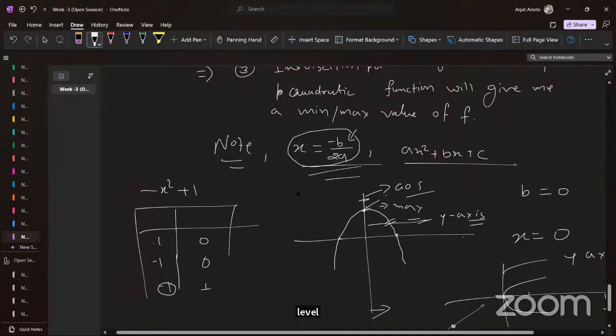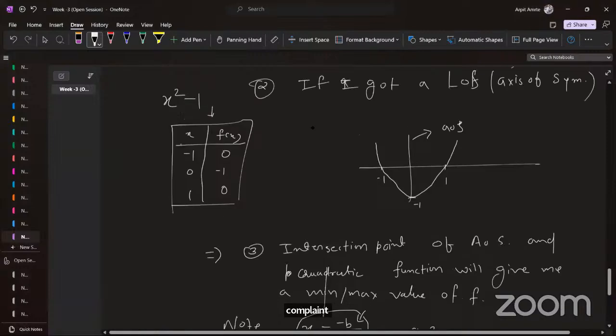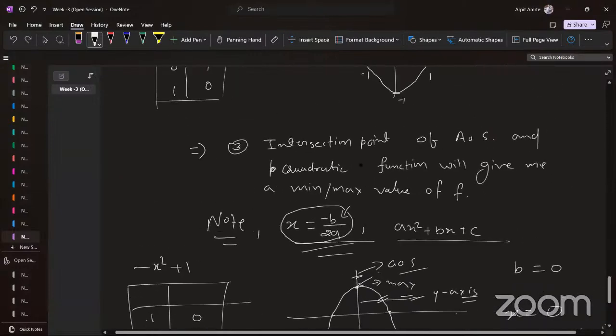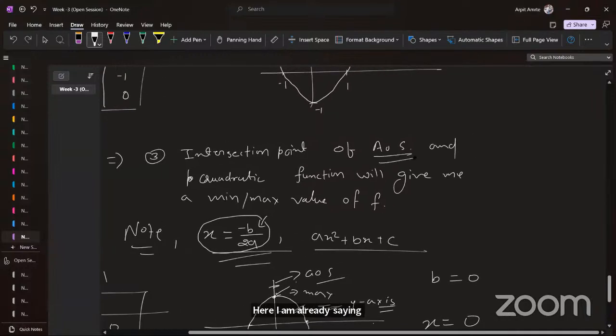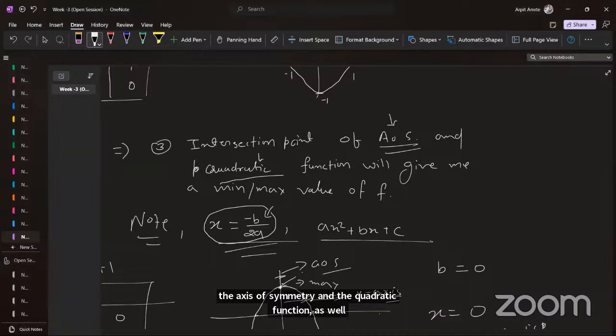Why? Because here I am already saying the intersection point of the axis of symmetry and the quadratic function. It means that point should lie on the axis of symmetry and the quadratic function as well. Nice observation. That intersection point will always be on the axis of symmetry.